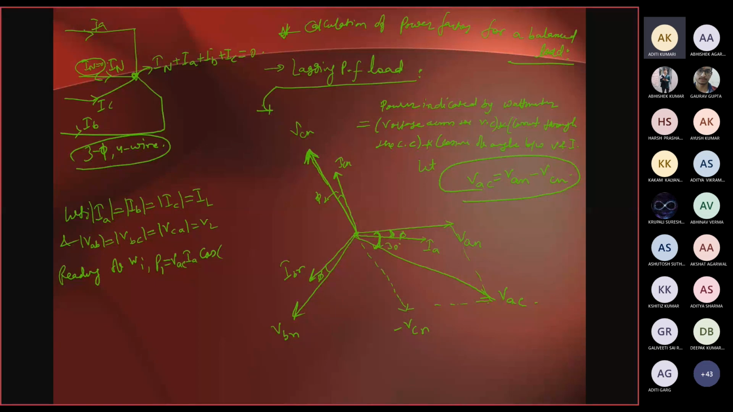So now you can say that what is the angle between VAC and IA? कितना होगा, this angle, ये कितना होगा? This will be simply 30 degree minus phi. ठीक है, तो P1 is equal to VAC we have considered, VL IA is equal to IL cos 30 degree minus phi.